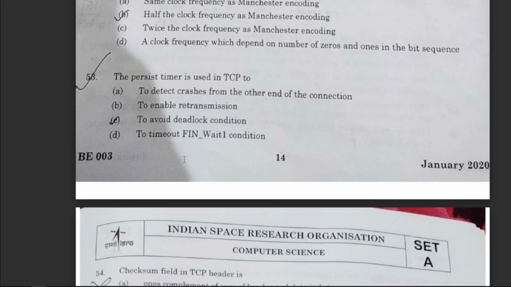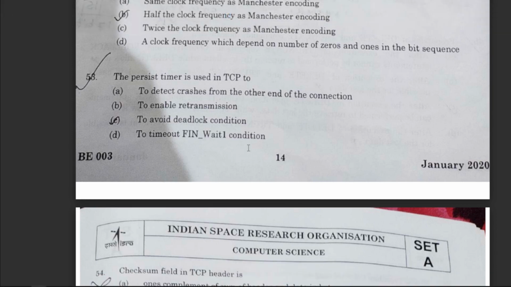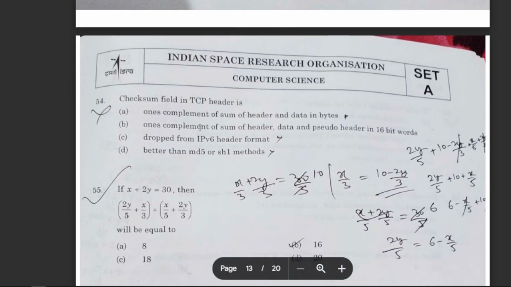53 is: the persist timer is used in TCP to avoid what? So for 53 the answer is C, that is to avoid deadlock condition. So the persist timer in TCP is used to avoid deadlock condition.